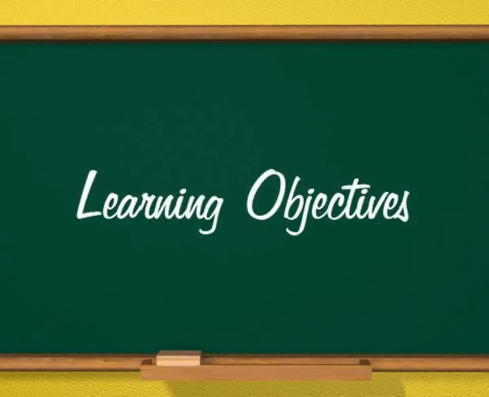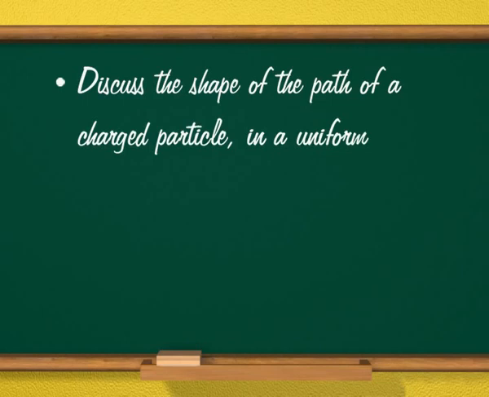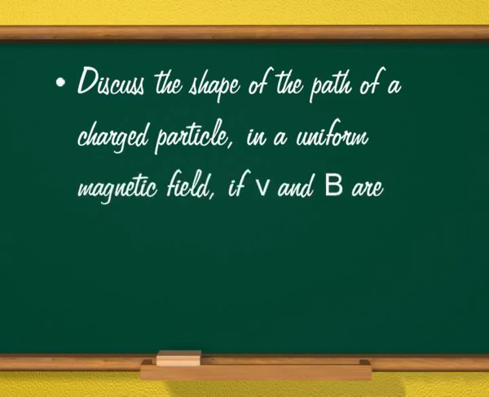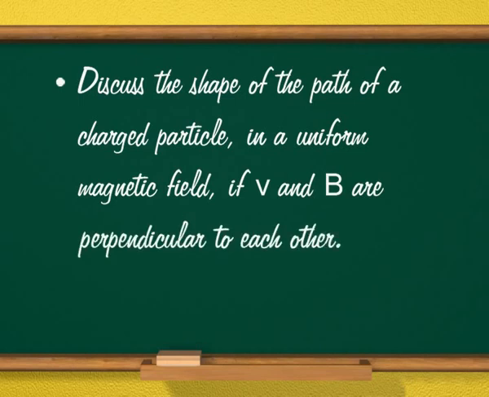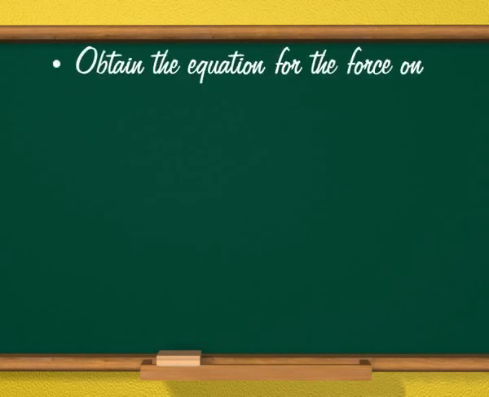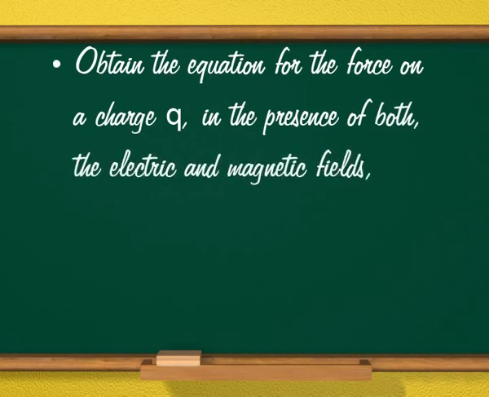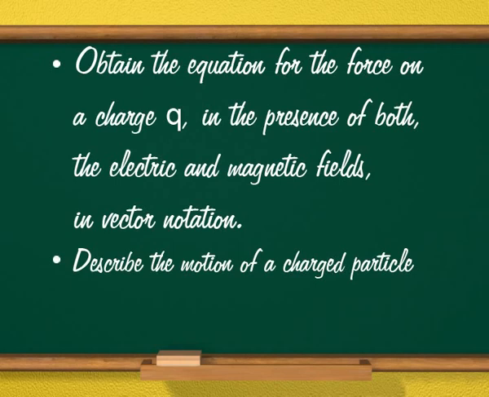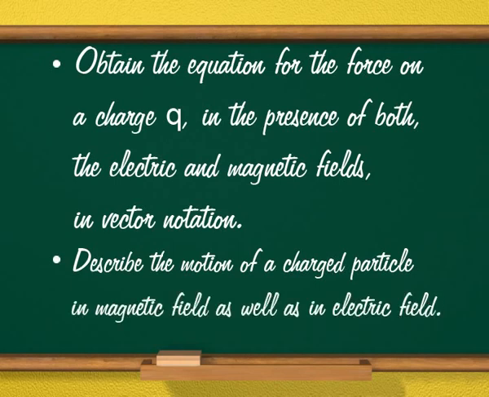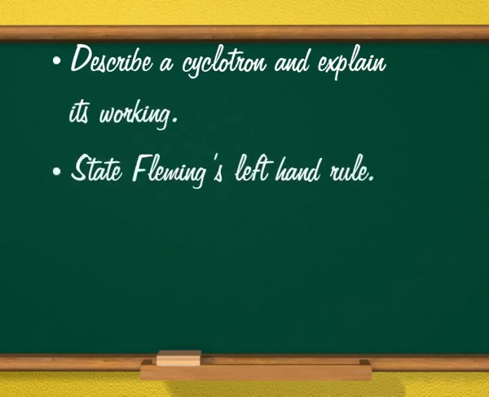After the completion of this chapter, the students will be able to discuss the shape of the path of a charged particle in a uniform magnetic field if E and B are perpendicular to each other. Define the Lorentz force. Obtain the equation for the force on a charge Q in the presence of both the electric and magnetic fields in vector notation. Describe the motion of a charged particle in magnetic field as well as in electric field. Describe a cyclotron and explain its working. State Fleming's left-hand rule.